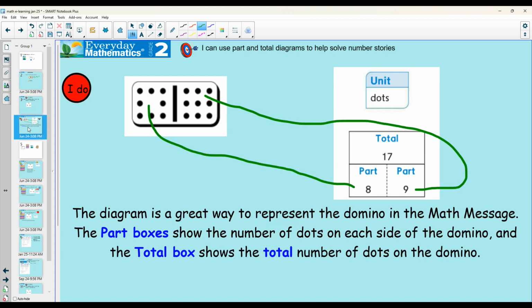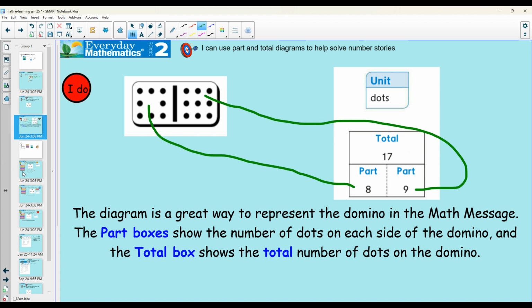So all we did was take our addition problem, our number sentence. We took the first part, which was the 8 dots, and put it in the bottom part. We took the second part and put it in the next part. And then we took our sum, our answer, 17, bada bing, bada boom, done. Now, you know it just can't be that easy. It can't be that easy.